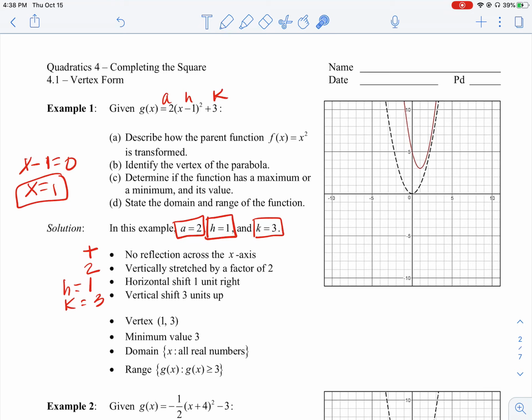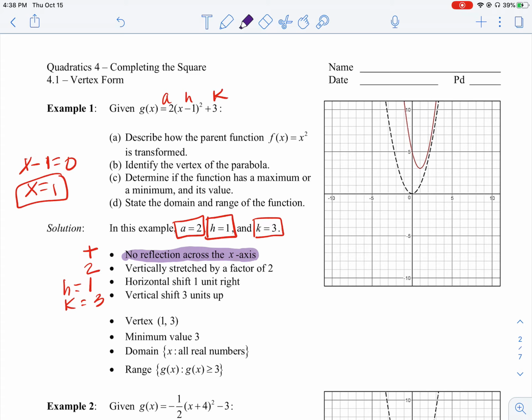So if my A is positive, I would say no reflection across the x-axis. If my A is negative, I would say reflected across the x-axis. Okay? Now I'm going to the value of A.